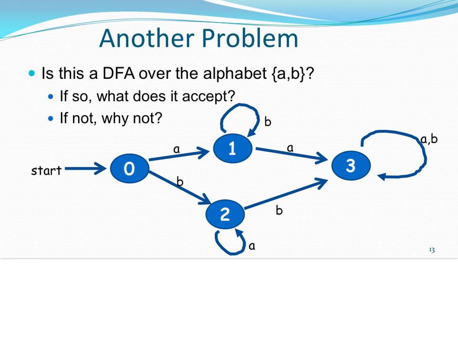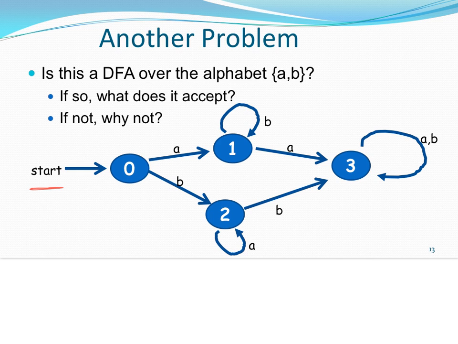So, question, is this a DFA over the alphabet A, B? If so, what does it accept? If not, why not? Pause and think about it for a minute. So, hopefully you paused, you're done pausing. When I was checking this myself, I said, well, it has a start state, it has an out transition for each of my A and B on every state. So yeah, I think this is a DFA.